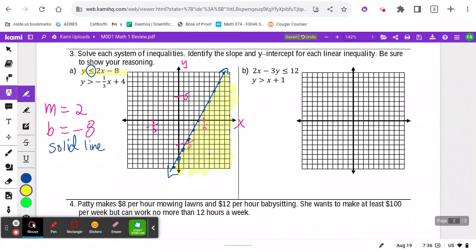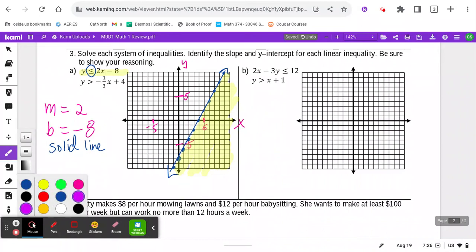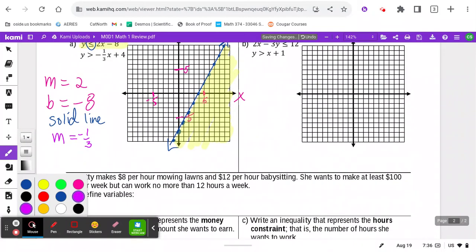Let's go look at the second one. Second one has a slope of -1/3. That's going to be going down 1, right 3, down 1, right 3, and it's got a beginning y-intercept of +4. So we're going to go up 1, 2, 3, 4, and then go down 1, right 3, down 1, right 3, down 1, right 3, or up 1, back 3. Notice it should be a negative sloping, and it is.